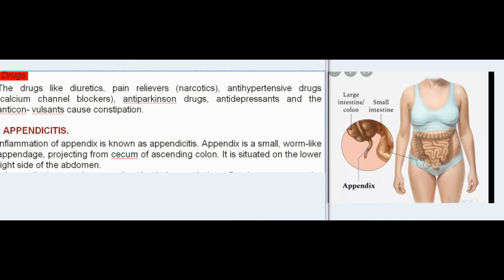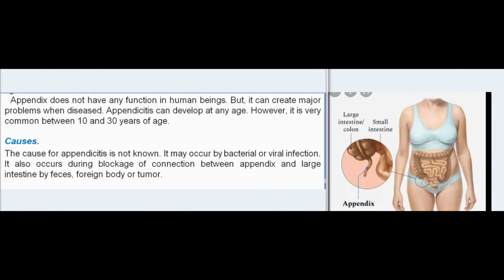Drugs. The drugs like diuretics, pain relievers, narcotics, antihypertensive drugs, calcium channel blockers, anti-Parkinson drugs, antidepressants, and the anticonvulsants cause constipation. Appendicitis. Inflammation of appendix is known as appendicitis. Appendix is a small, worm-like appendage, projecting from cecum of ascending colon. It is situated on the lower right side of the abdomen. Appendix does not have any function in human beings.